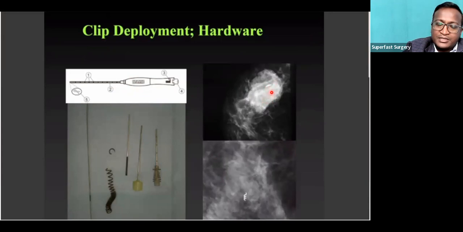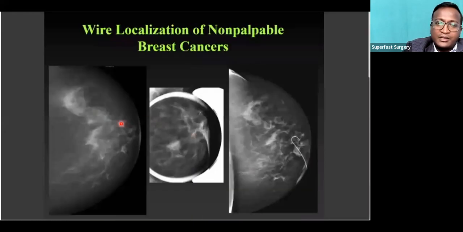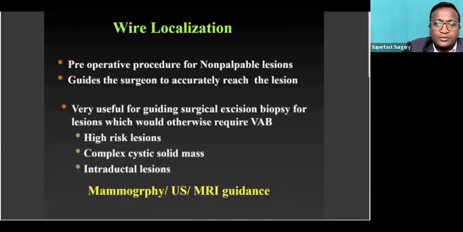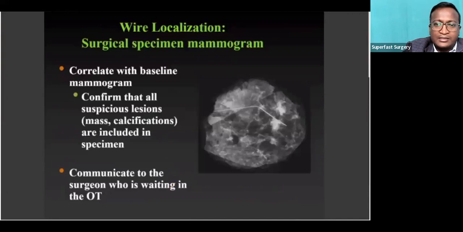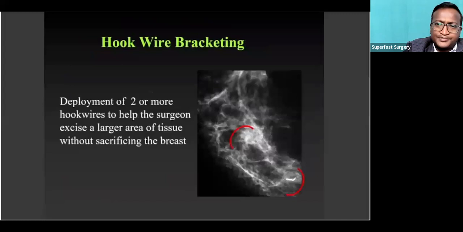See, the clip has been placed inside the tumor. And after chemotherapy, there will be no tumor, and we'll go and just identify the clip and remove it. We localize that clip with the help of wire-guided localization and bracketing, like this part, and then we remove. So this is how we use wire-guided localization. And after removal, we must do this special mammography, which is known as specimen mammography, to see if we have incorporated the localized clip, and we have incorporated the microcalcification.